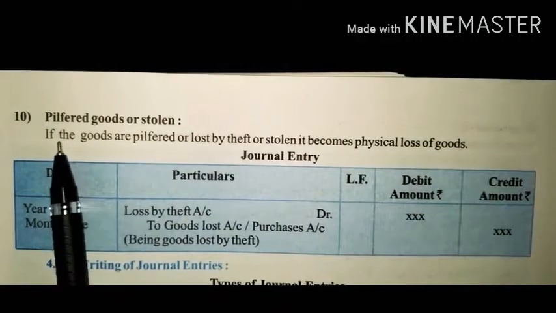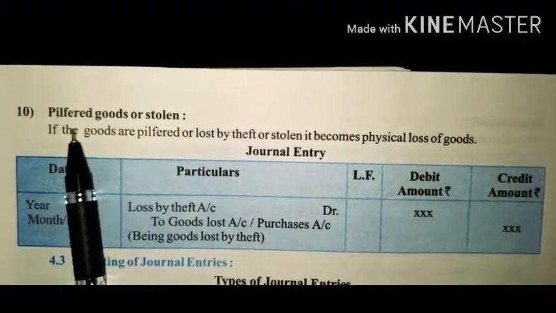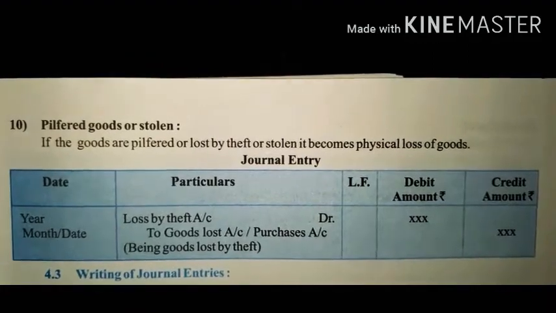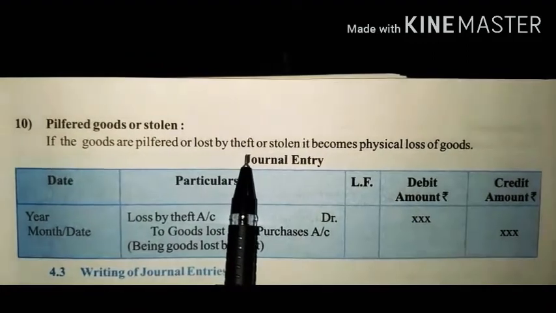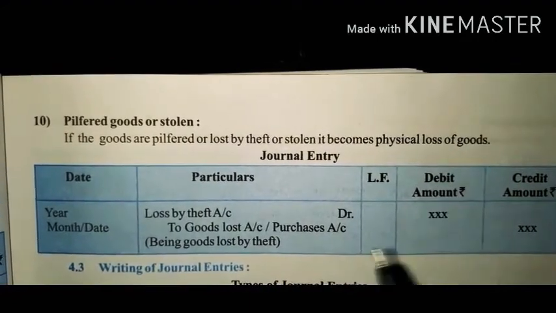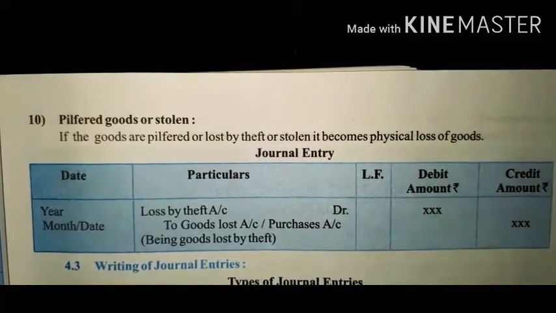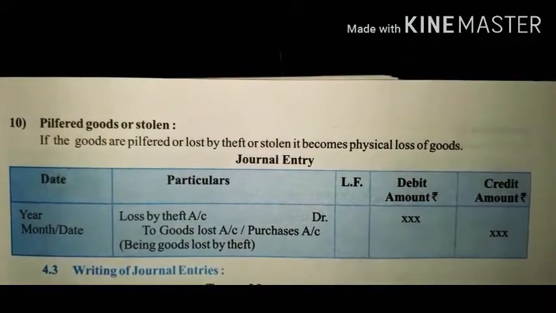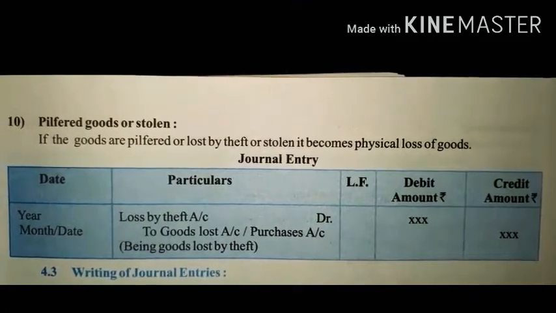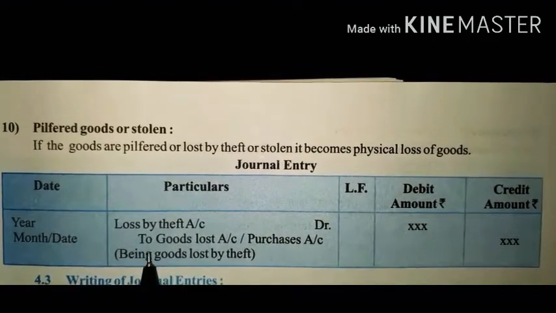Other transaction: pilfered goods are stolen. What does pilfered mean? If goods of very small value are stolen, that is called pilfered. If goods are pilfered or lost by theft or stolen, it becomes a physical loss of goods. Let's see the journal entry. Loss by theft account, debit effect. Why debit effect? This is a loss. Nominal account: debit all expenses and losses. The rule has been applied over here, so you have to write the amount in the debit column.